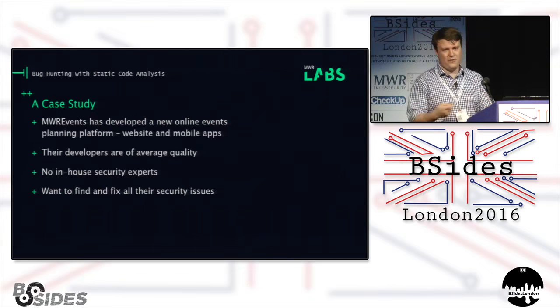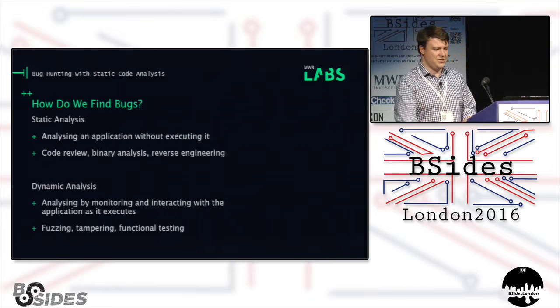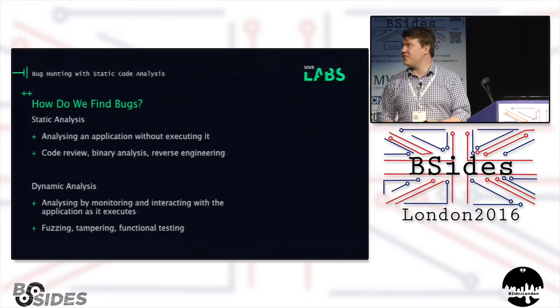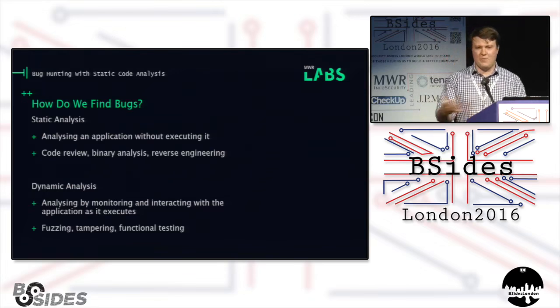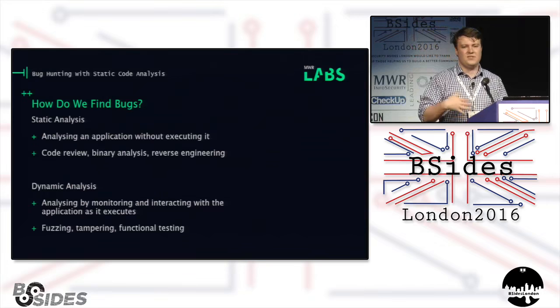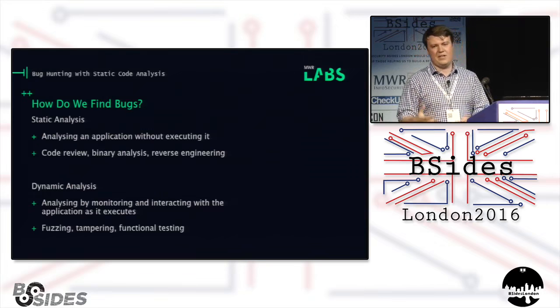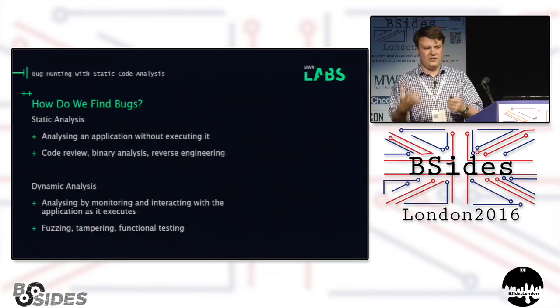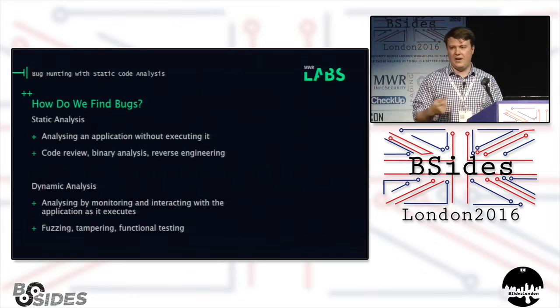So if they want to find and fix all their bugs, where do we start? There's a few different methodologies and mindsets you can apply to this. Broadly speaking, they break down into two categories. You have static analysis and dynamic analysis. So static analysis is looking at an application without actually executing it. You're reviewing the code or the binary or otherwise digging into what the application is built of without actually executing it on the platform it's designed to run on.